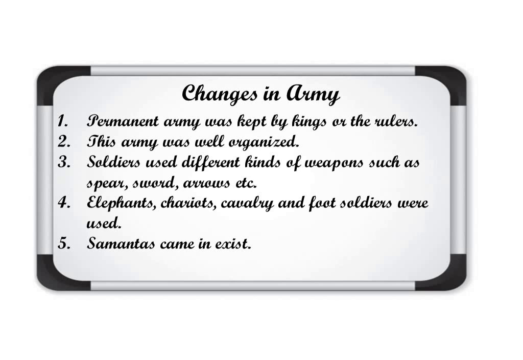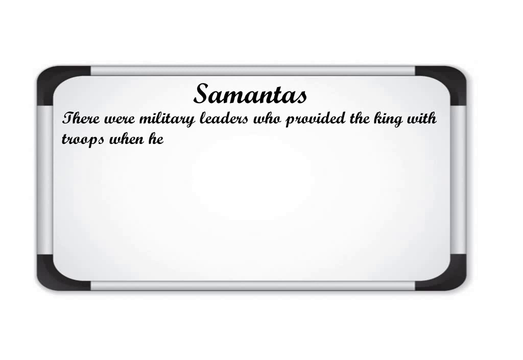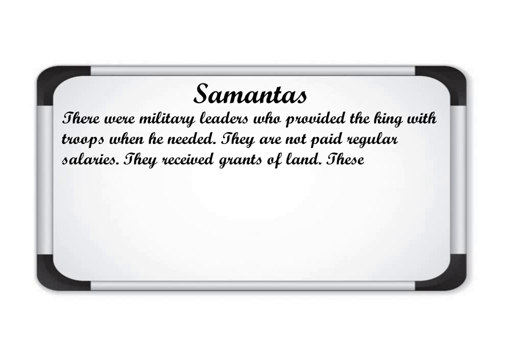Then samantas came into existence during that particular time. How and who were these samantas? Let's see. Samantas were military leaders who provided the king with troops when he needed. They were not paid regular salaries; they received grants of land. Instead of getting salaries, they received a piece of land from the rulers. These were the men who maintained soldiers and horses, and at the time of need they provided those horses or soldiers to the rulers. So these were the military leaders, the samantas, that we have done.